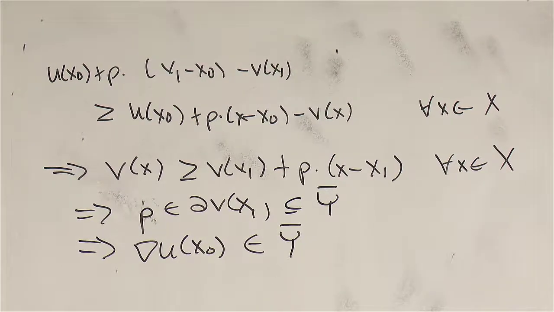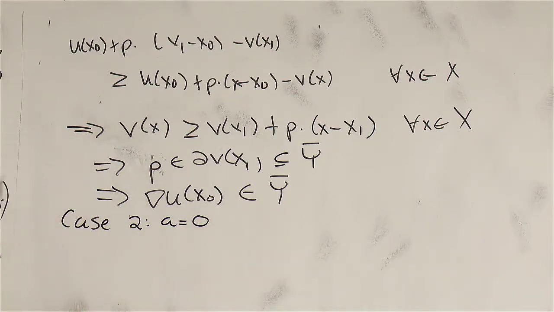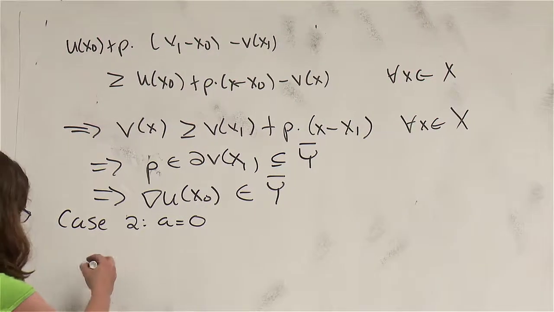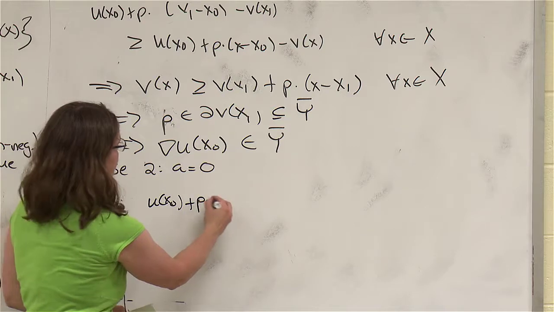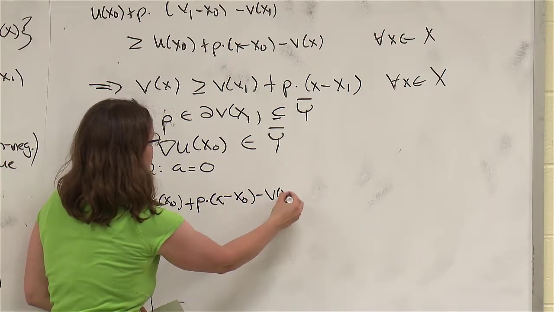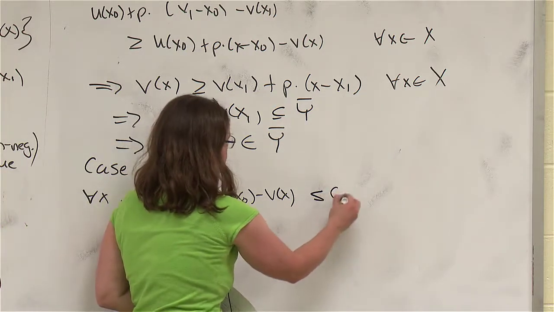That was the A positive case. There's also the A equal to 0 case. So again, I'm just going to write down what this is in general, just like I did here. So this is for any x. We have that U of x naught plus p dot x minus x naught minus V of x is always bounded by the maximum. And the maximum is now 0. So this is always less than or equal to 0.